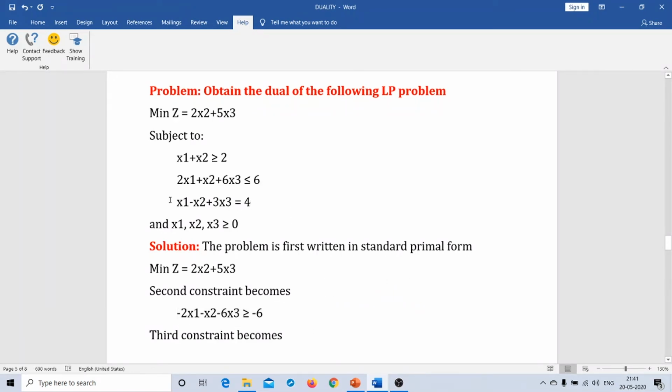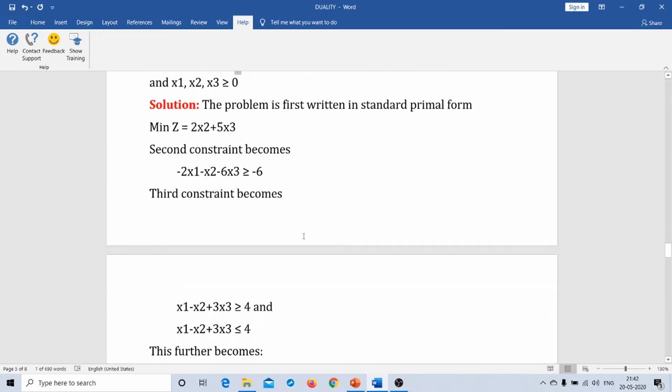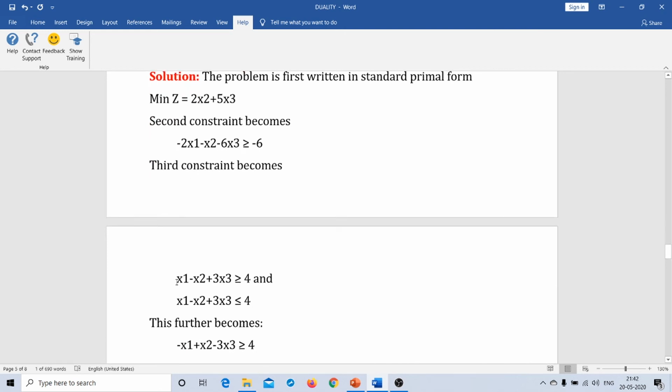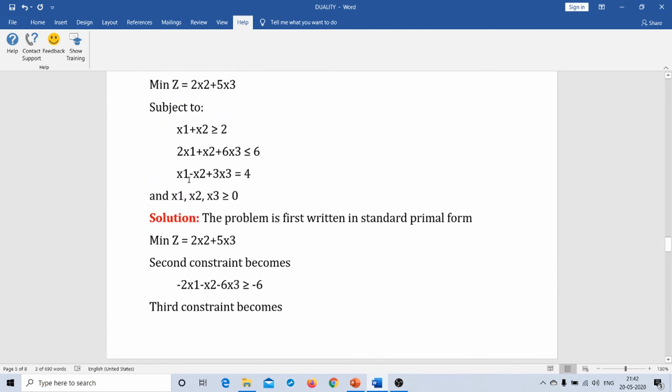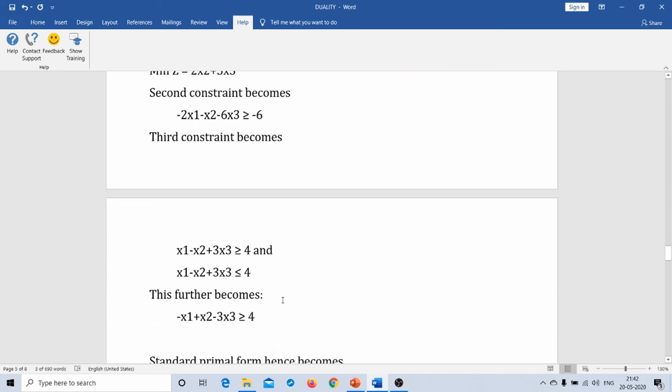Now look at the original third one. This is an equality, correct? As we have seen earlier, an equality actually gets converted into two: one less than or equal to and another one greater than or equal to. So this is what it is. This is greater than or equal to and this is less than or equal to. Both getting derived for this particular constraint, which is equality. And further, because it is minimization, I have to convert this less than or equal to constraint into greater than or equal to by multiplying by -1.